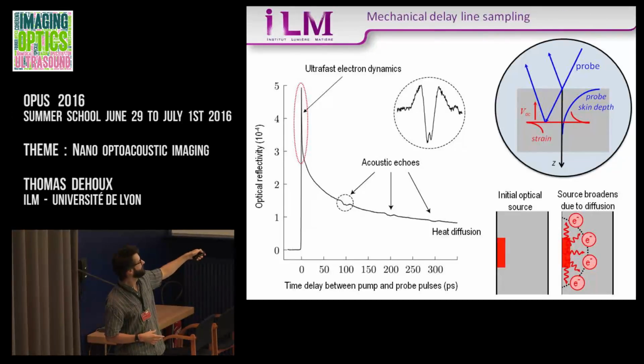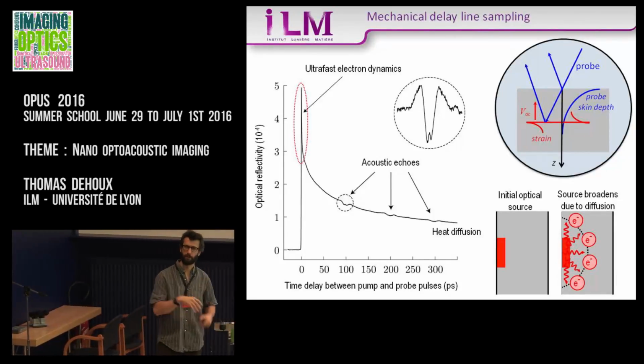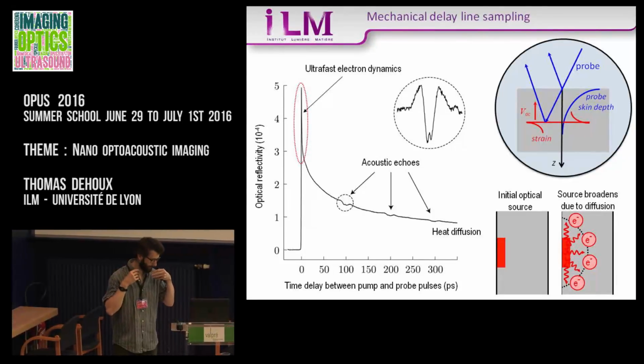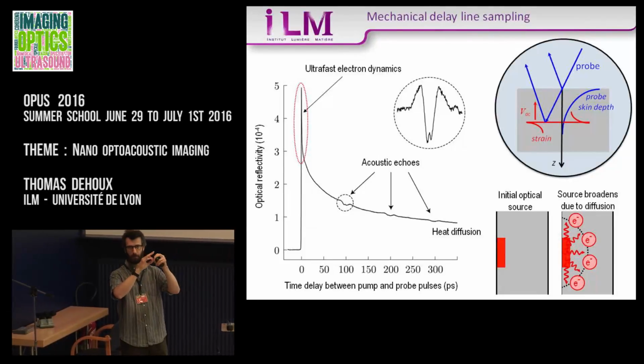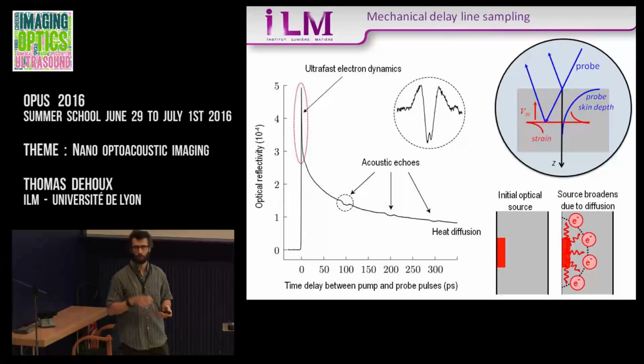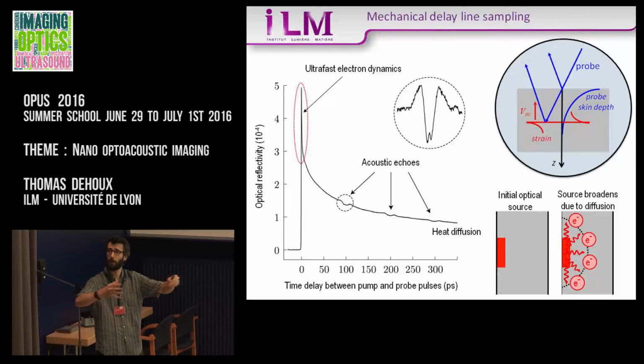And this sharp rise is also specific to using short laser pulses. It corresponds to the ultra-fast electrons that are excited by the photon initially and that diffuse inside the material. The first consequence of this is that the electrons will diffuse and broaden the initial size of the source, so you will get a broader source. And also you will have free negative carriers.